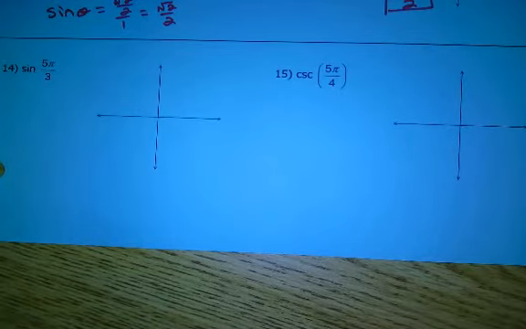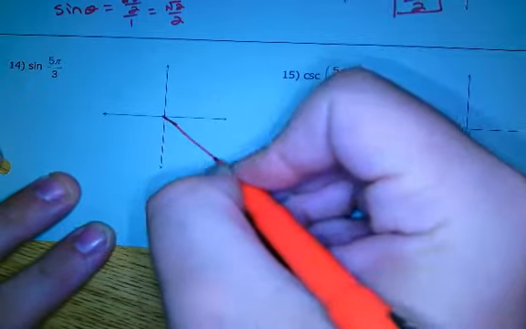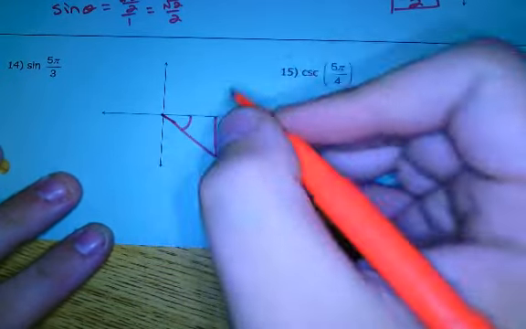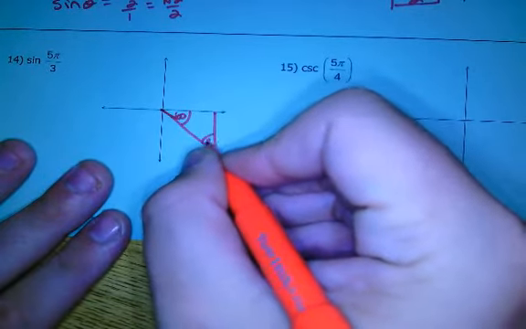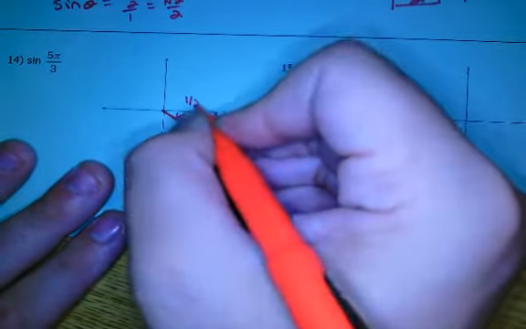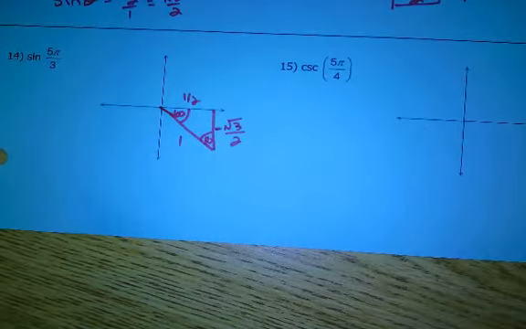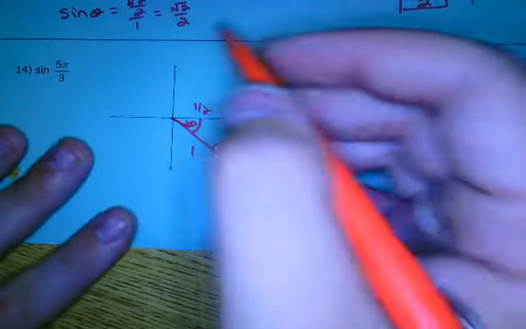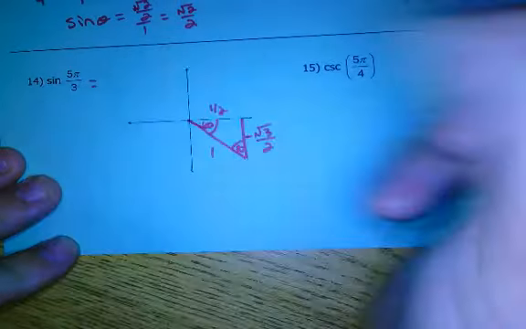Okay, so for 5 pi over 3, this is actually going to be in the 4th quadrant. This reference angle is actually going to be a 60, and so this one is a 30. If this is a 1, this is a 1/2, and this is a root 3 over 2, and this is a negative. And we know sine is just going to be the opposite over hypotenuse, so this is going to equal negative root 3 over 2.